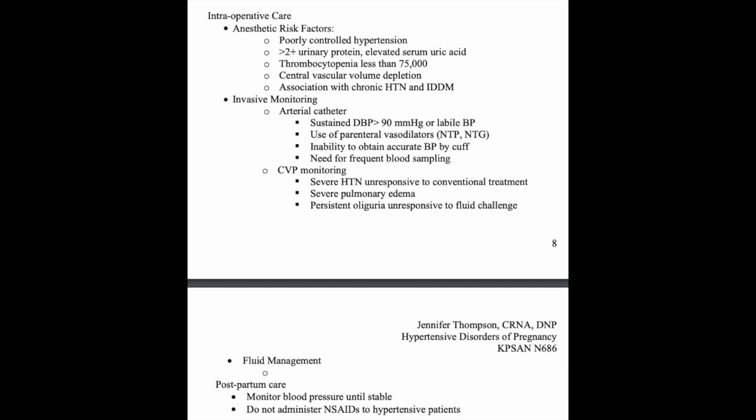Although the use of a continuous arterial catheter is not mandatory, it would be highly recommended for the following reasons: if the patient has sustained diastolic blood pressure greater than 90 or really labile blood pressure, if you need to use parenteral vasodilators such as nitroprusside or nitroglycerin to control blood pressure, for an inability to obtain an accurate blood pressure by a cuff, or if there's a need for frequent blood sampling. CVP monitoring is not routinely used, however, it should be instituted in the case of severe hypertension that's unresponsive to conventional treatment, in the case of severe pulmonary edema, or in the case of persistent oliguria unresponsive to fluid challenges.